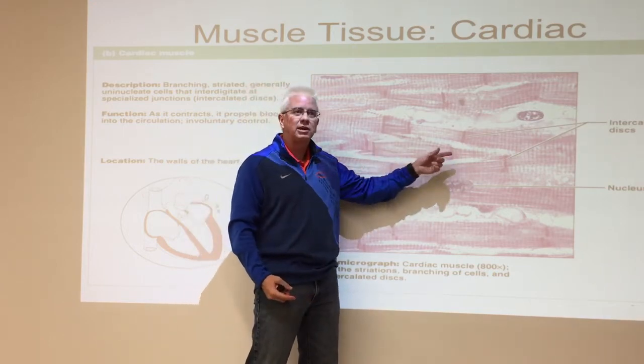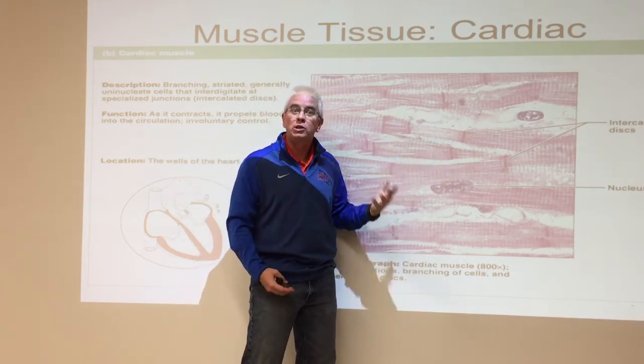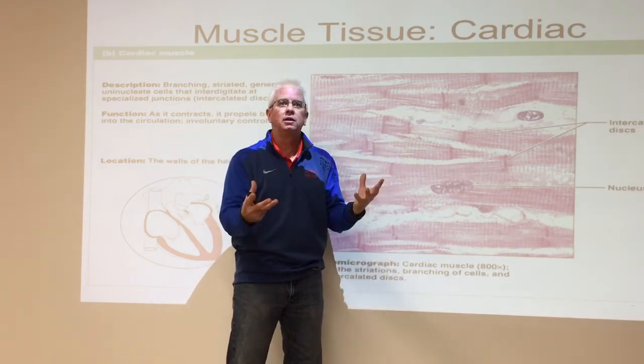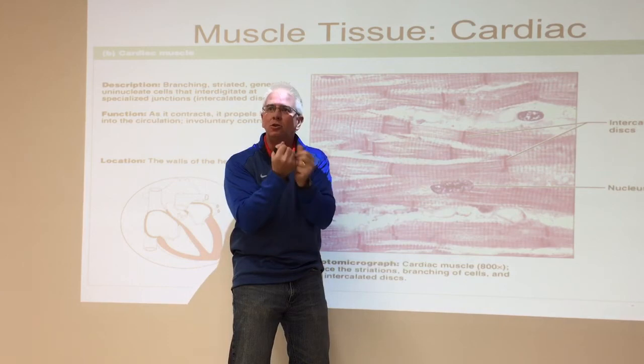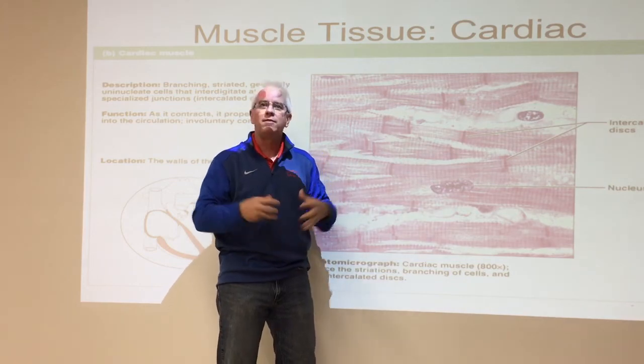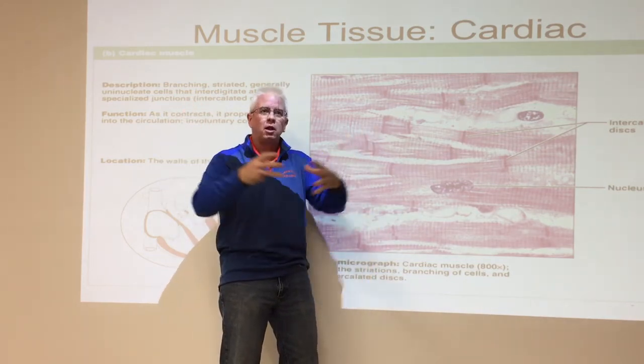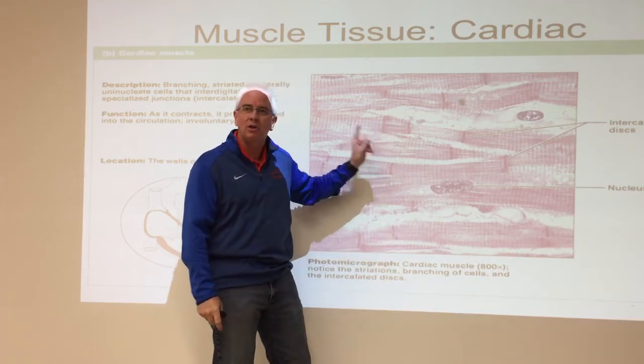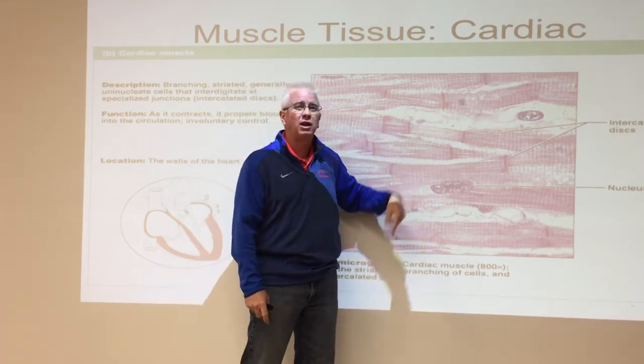All of the cells are connected to each other. So when you stimulate the heart muscle mass, you stimulate all of the cells, and they contract as a single unit. It's called a ventricular syncytium. The whole mass contracts and forces blood out. This is why it can do that, because of these specialized junctions.